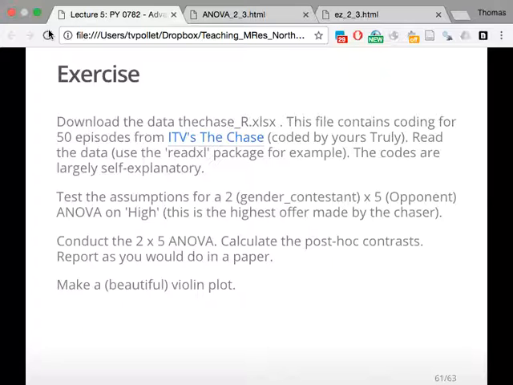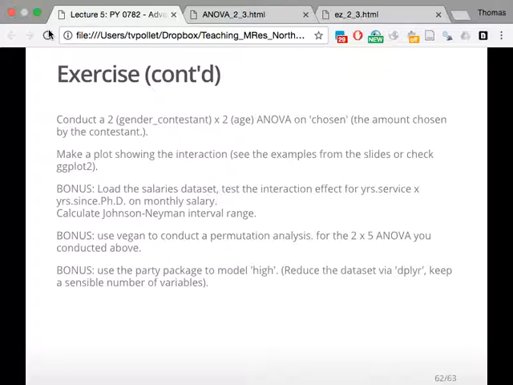I want you to conduct the 2 by 5 ANOVA. If you really want to pick a different variable, that's also fine. But conduct the 2 by 5 ANOVA and then calculate the post-hoc contrasts, and then make a violin plot, and I'll show you how to do that. And you've done that before also, showing these type of results. Then I also want you to do a 2 by 2 ANOVA, where one is the continuous variable, which is the age of the contestant, on chosen, which is the amount which they've picked. I want you to make a plot showing that interaction, and then do some bonus things if you still feel like it.